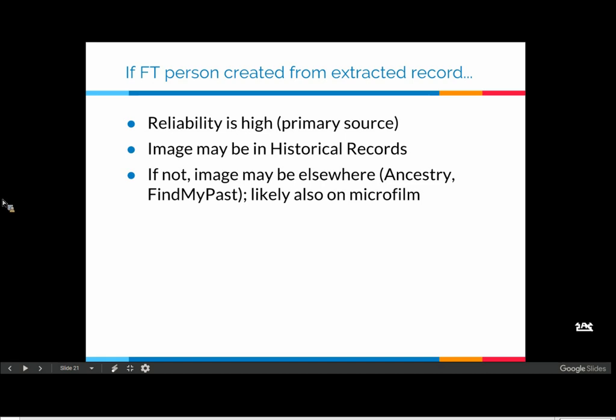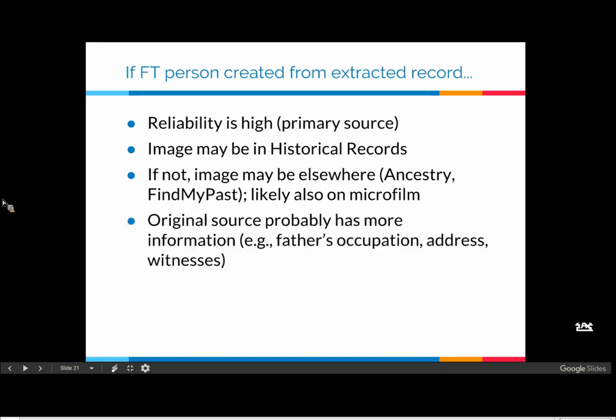Another wonderful thing about knowing that an extracted record probably has an image is that the original source image probably has more information than the indexed or extracted record. Something I've found very helpful, for instance, is a father's occupation, because sometimes it can tell me whether I've really got the right person, especially if the name is very common. It may have an address for the person. It may show witnesses who are also family members. So finding that original record, the original image, can be very helpful.